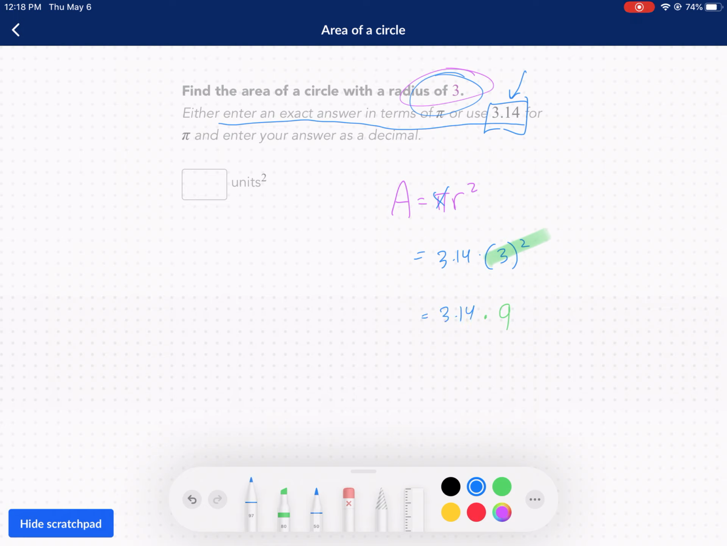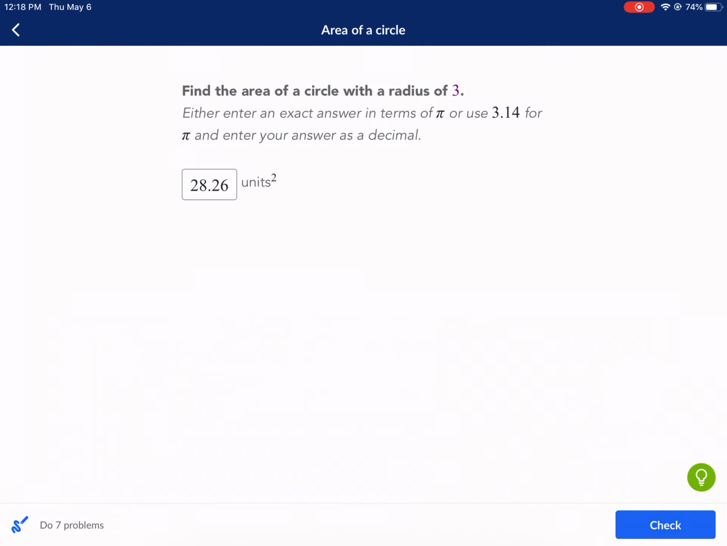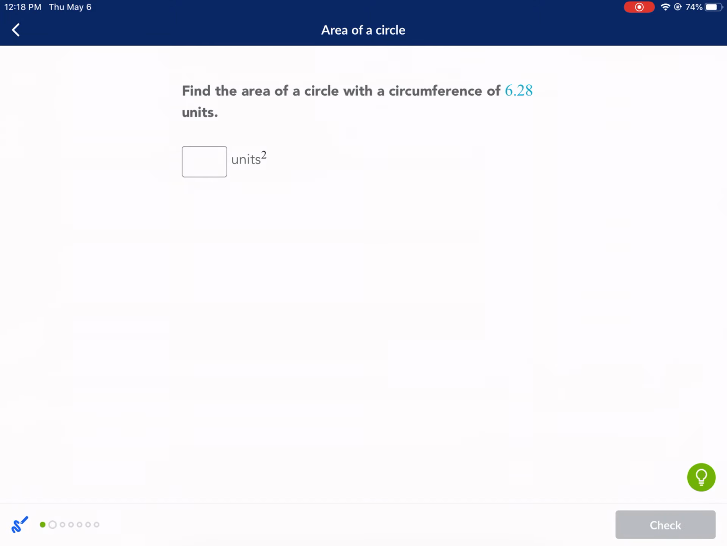And that's as simple as it is for the area of a circle. So I just need to do 9 times 3.14, and I get 28.26, and that is my area. I'm just going to type it in as is, 28.26. Next question. Find the area of a circle with a circumference of 6.28.